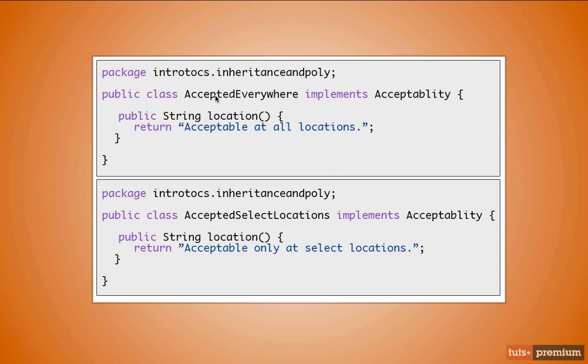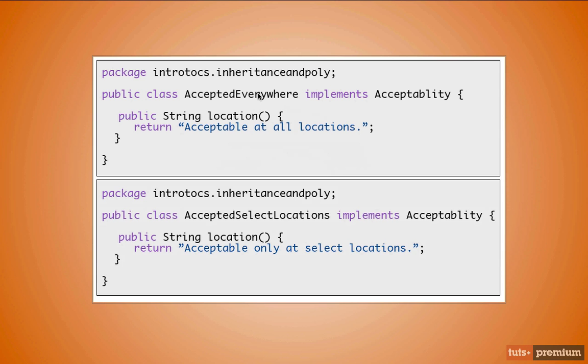At the top is our accepted everywhere class. And similarly to how we can extend a superclass, right after the class name, we just use the implements keyword to have this implement our acceptability interface. Now, I've named the class accepted everywhere because in this case, this is going to give the location abstract method of our acceptability interface an implementation that returns a string saying that it's accepted at all locations.